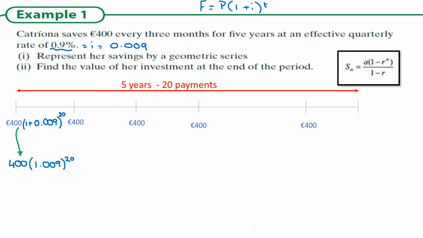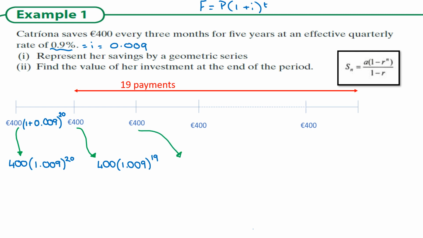So it's invested for these 20 periods of time, which are 3 months each. But then the next 400 is only invested for 19 payments. So this one here is going to be 400 again, but it's going to be 1.009 to the power of 19, and so on.